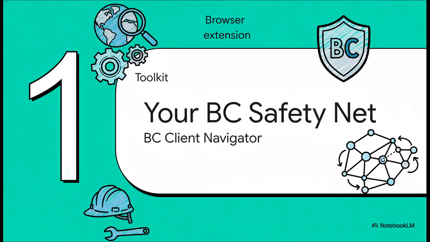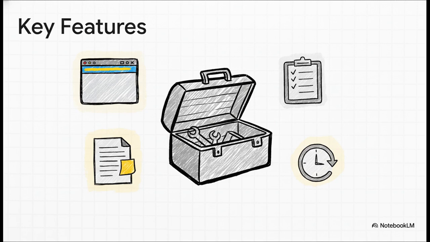Okay, so let's talk about the solution. It's a browser extension called BC Client Navigator. And get this, it was built by a BC consultant just like us, specifically to solve this exact problem. It's a whole toolkit designed for how we actually work. So the tool has 4 main features, but right now we're going to focus on the 2 most critical safety components you can get up and running in just a few minutes: environment banners and per-page notes.